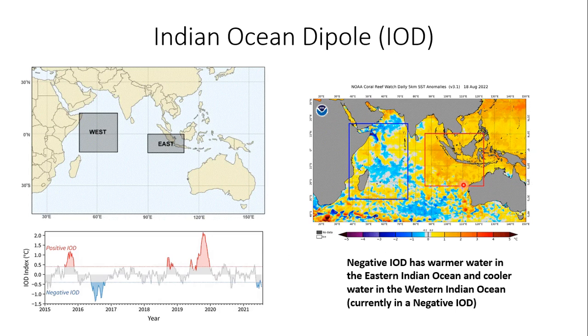And then we talked about the Indian Ocean Dipole, what's going on over here in the Eastern Indian Ocean versus the Western Indian Ocean as far as temperature anomalies. During a negative IOD, we have the warmest above normal water temps in the Eastern Indian Ocean and the coolest temps in the Western Indian Ocean. And for the positive IOD, just flip that. In the case of a positive IOD, we have the warmest sea surface temperature anomalies in the Western Indian Ocean and the coolest in the Eastern Indian Ocean.